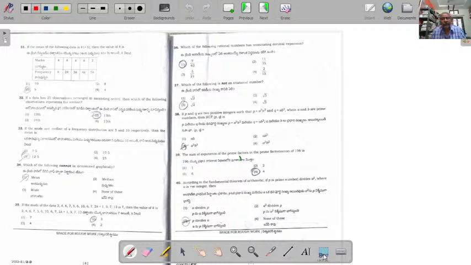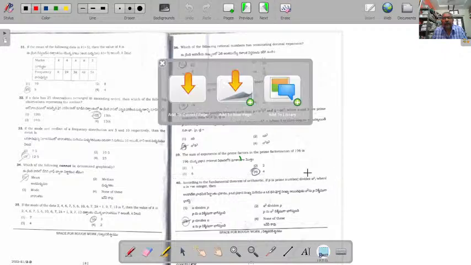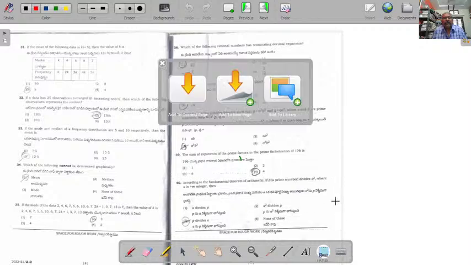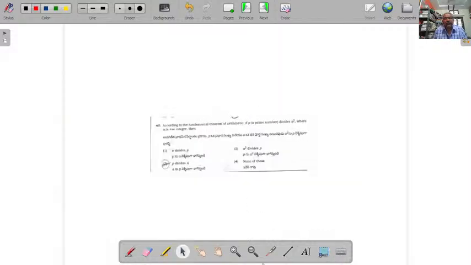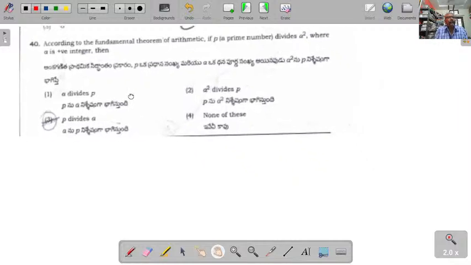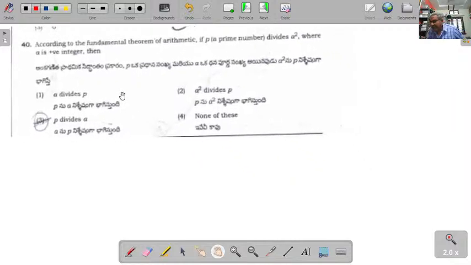So next let us move to question number 40. It is also a concept based question. So that means concepts are very, very important, my dear students. Please go through the textbook page by page. Follow either the NCERT or SCERT textbook. Most of the questions will be given based on the concepts themselves only.